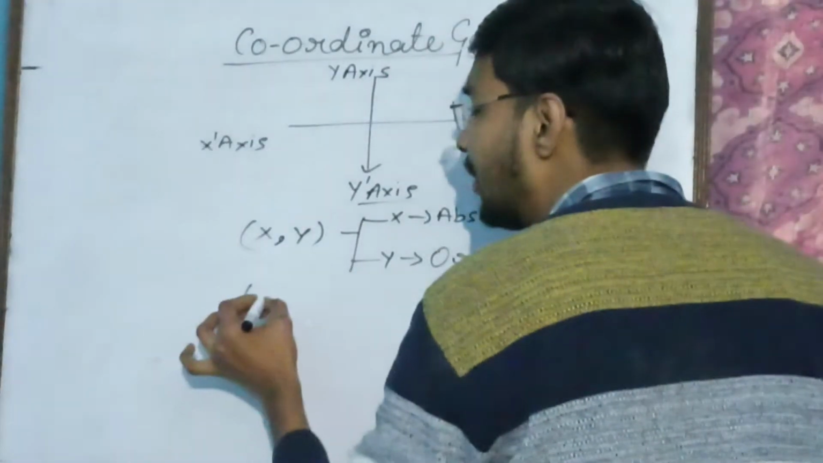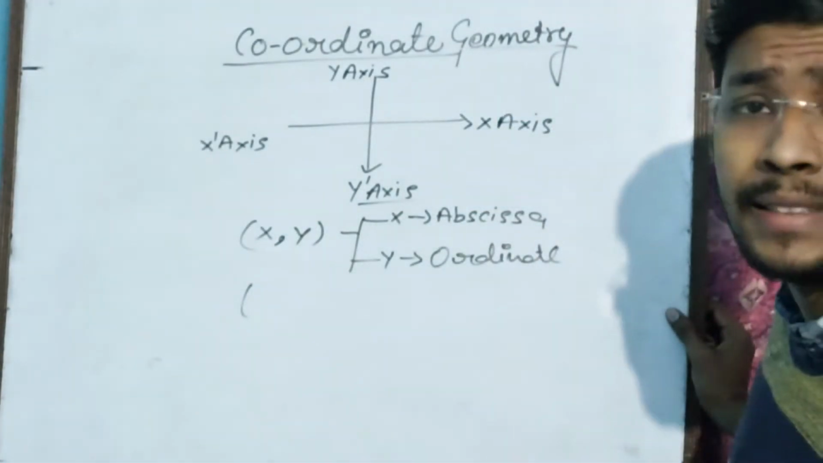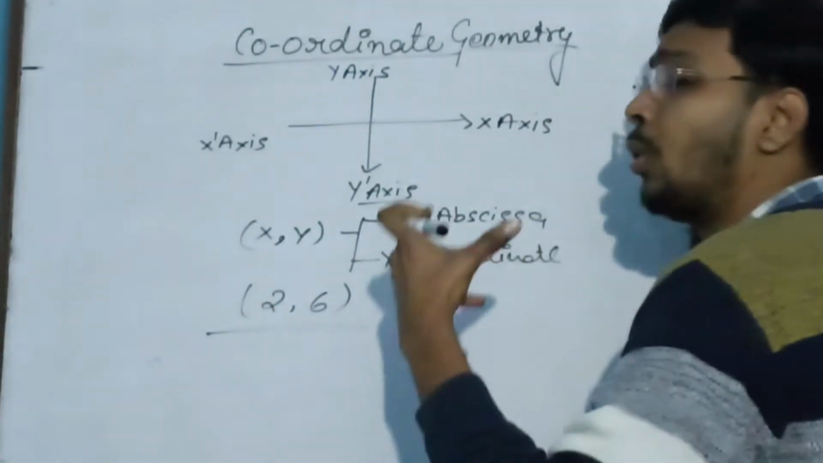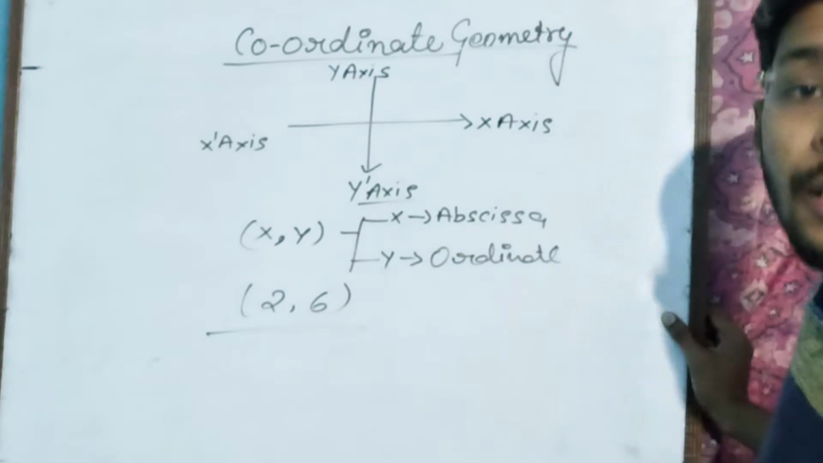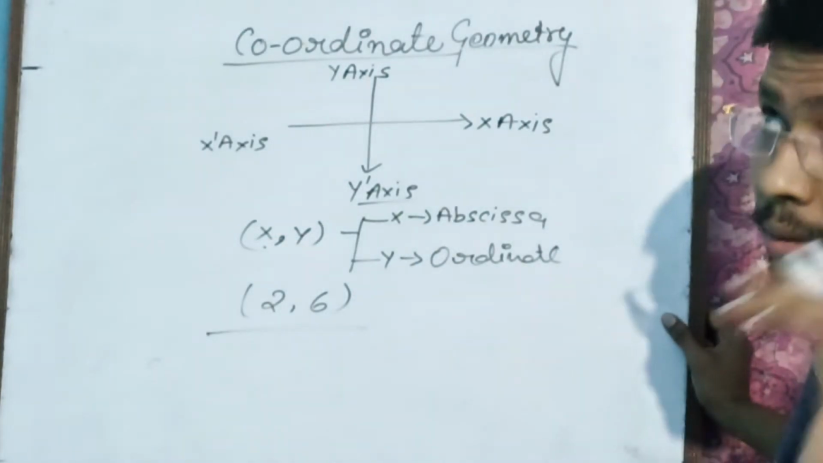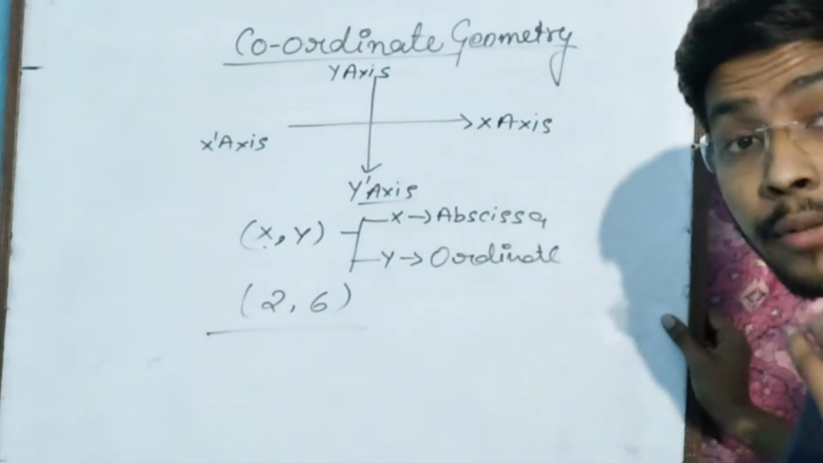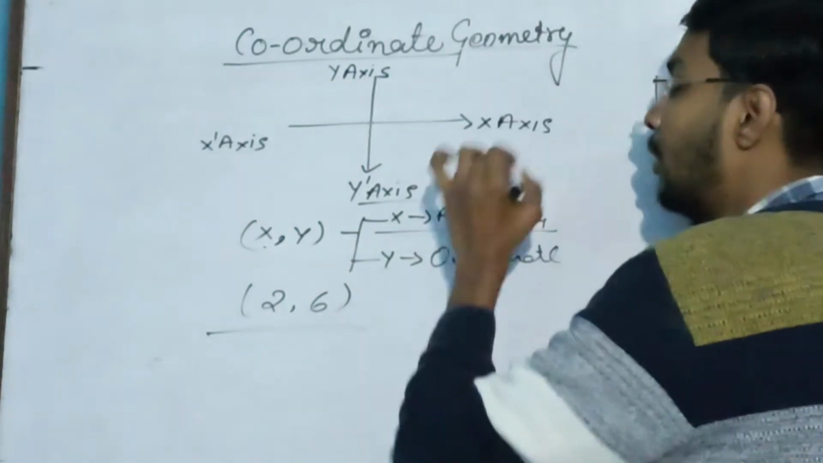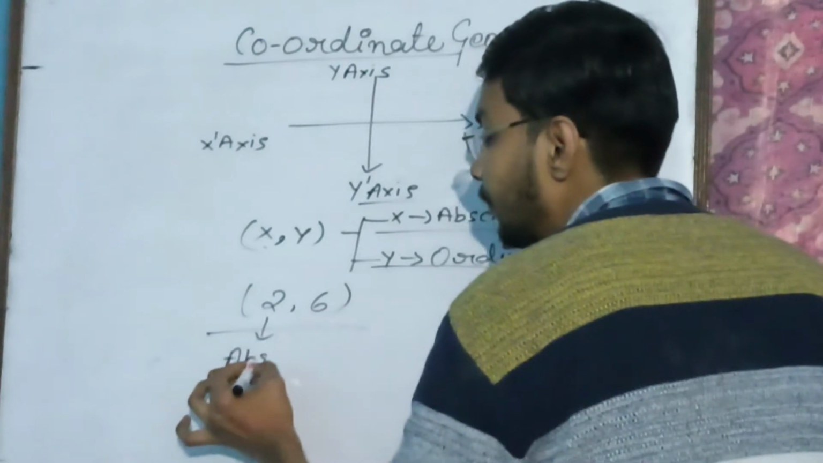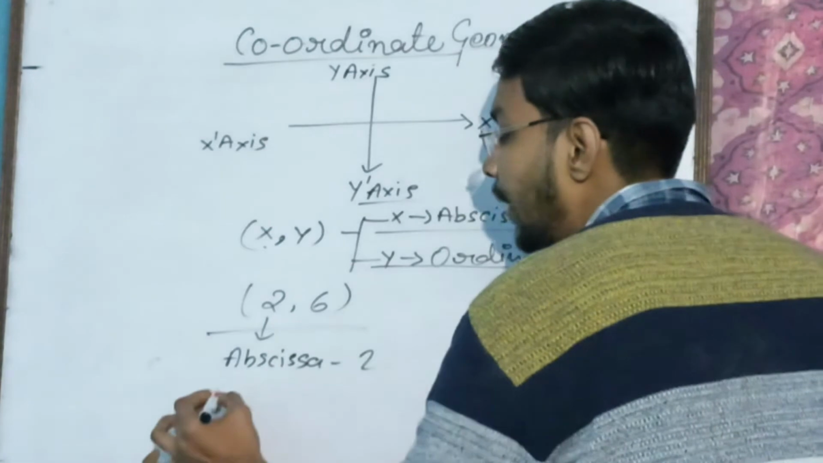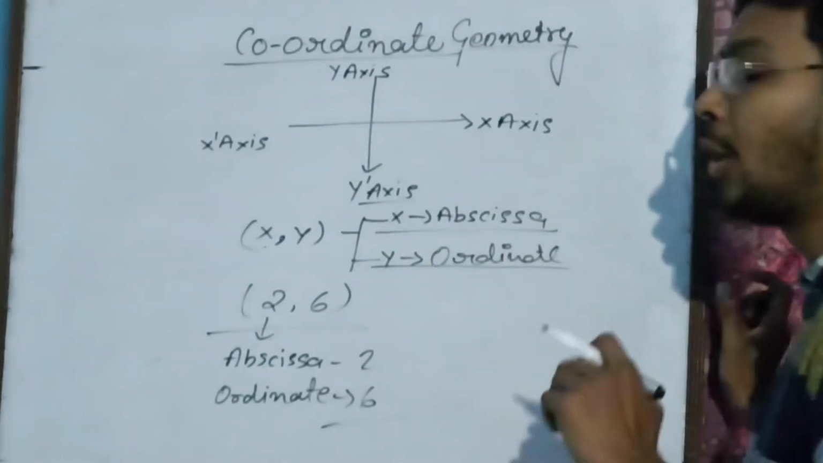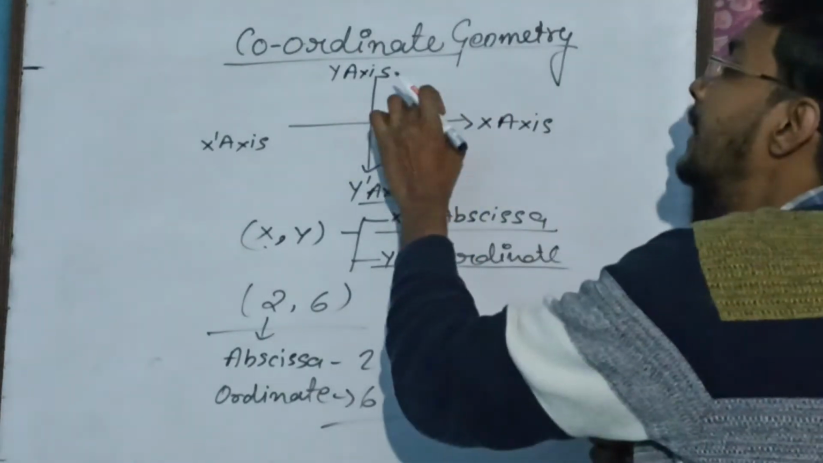Sometimes it is a very common question asked by the examiner: there is a point (2, 6), and we are asked to identify the abscissa and the ordinate. So always remember, the x-axis value is called the abscissa and the y-axis value is called the ordinate. So here the abscissa will be 2 and the ordinate will be 6.